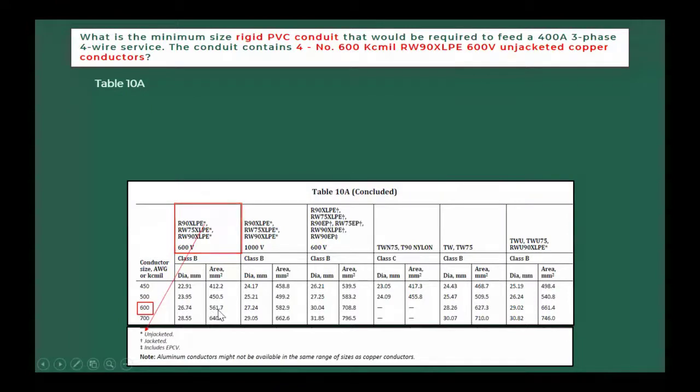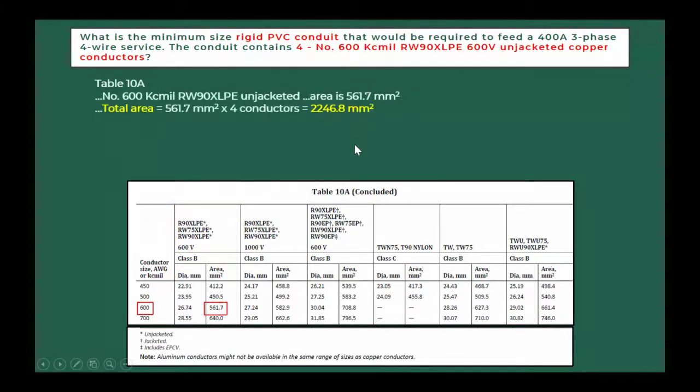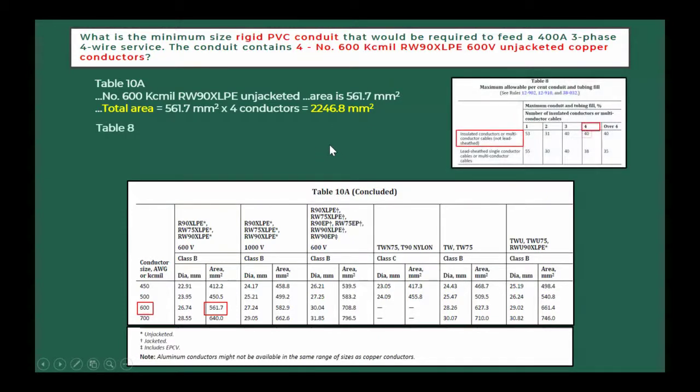Okay. So I find the area of 1 600 kcmil, right? And remember, the asterisk means unjacketed. And like someone posted, 2246.8. Yeah. Okay. So now I have that. Now I go to table 8. Table 8's kind of a waste of time, right? When you know it's 3 or more, like take a look, table 8, 3 or more, it's 40% fill.